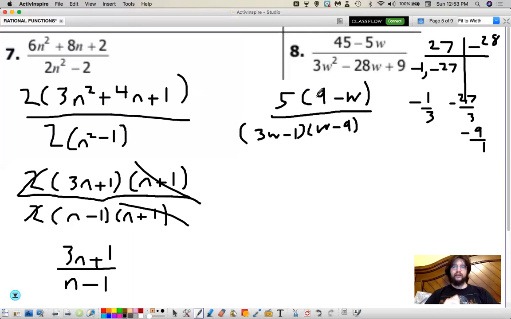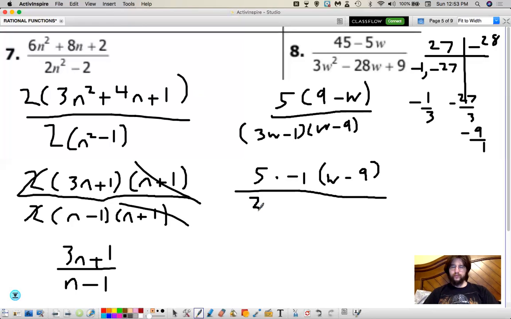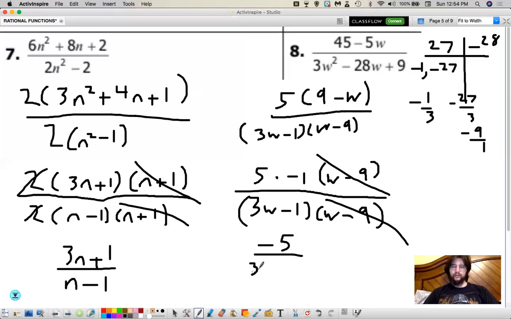You can write it out as a GCF of a negative up here if you rather. I guess I'll take a whole extra step for this. So I'm going to factor out a -1 here. So that's 5 times -1 w minus 9. Just reverses the order. 9 becomes negative, w becomes positive. So you could write that as -5 in a moment. 3w minus 1, w minus 9. These cancel. We're left with a -5 in the numerator and a 3w minus 1 in the denominator.